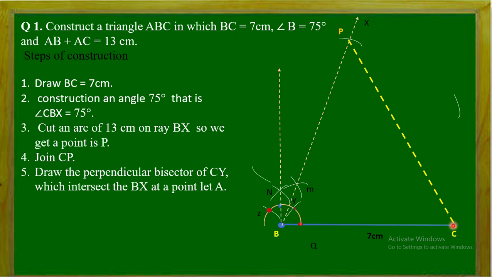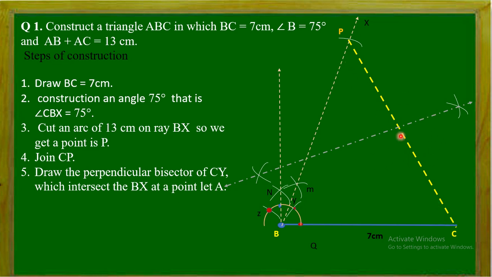Similarly, place the pointer at point C and cut the arc which intersects the previously drawn arcs at 2 points. Now here we get the 2 points of intersection of the arcs. We join these 2 points, which gives the perpendicular line segment, which is perpendicular to the line segment PC.